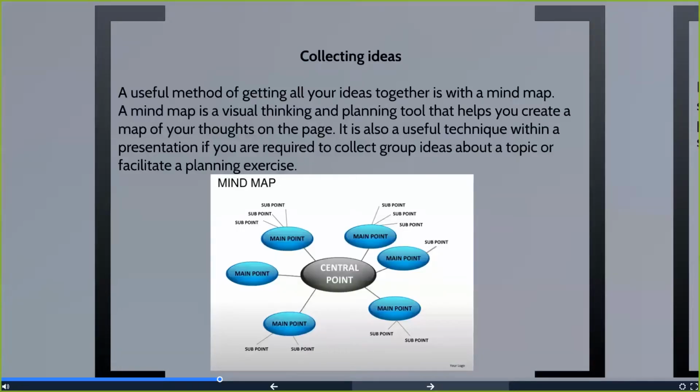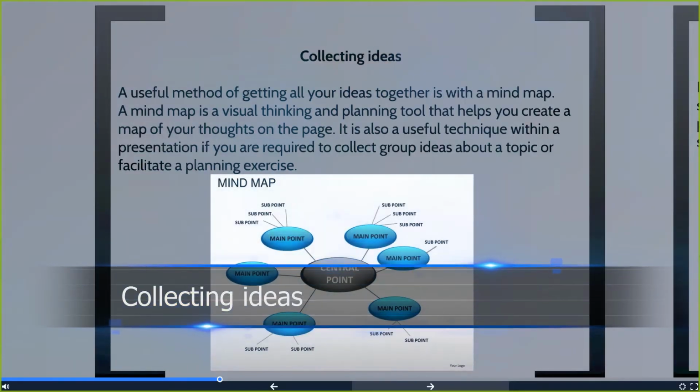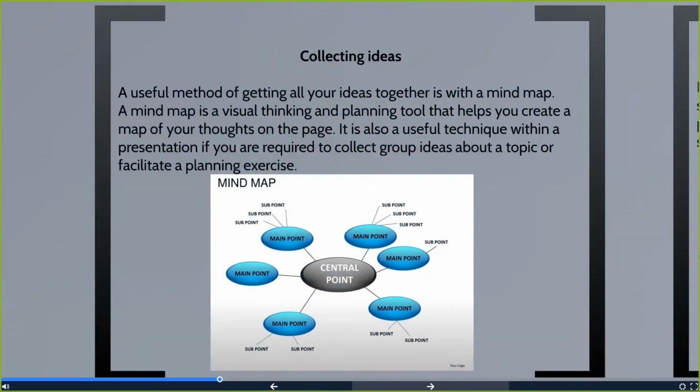Collecting ideas. A useful method of getting all your ideas together is with a mind map. A mind map is a visual thinking and planning tool that helps you create a map of your thoughts on the page. It is also a useful technique within a presentation if you're required to collect group ideas about a topic or facilitate a planning exercise.